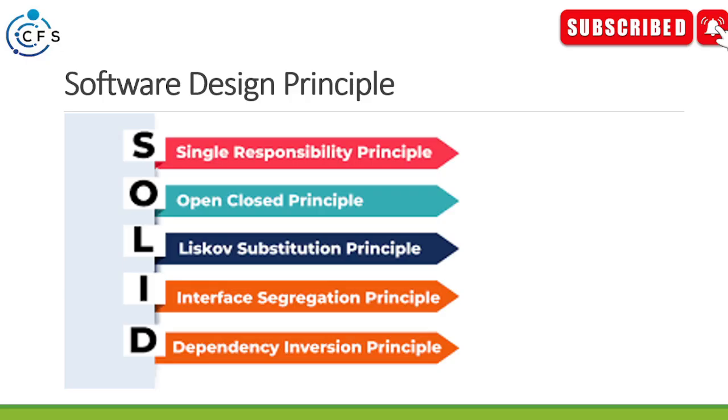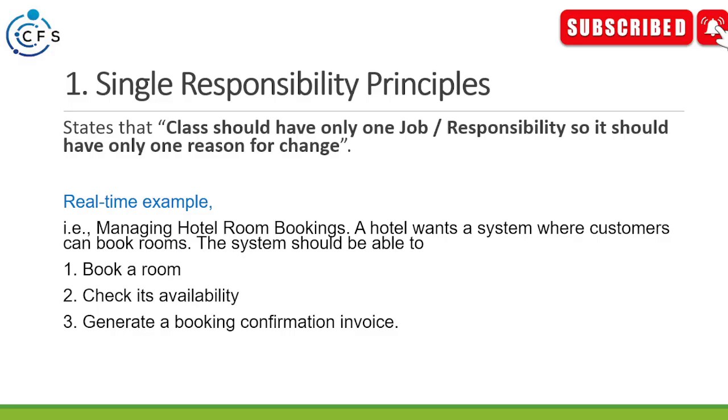Let's go with the first principle, that is known as single responsibility principle. What does this principle say? This principle states that classes should have only one job or responsibility, so it should have only one reason for change. If you are changing any class or making any class, it should have only one responsibility. It should not have overlapping or additional responsibilities which can be eliminated. So responsibility should be one.